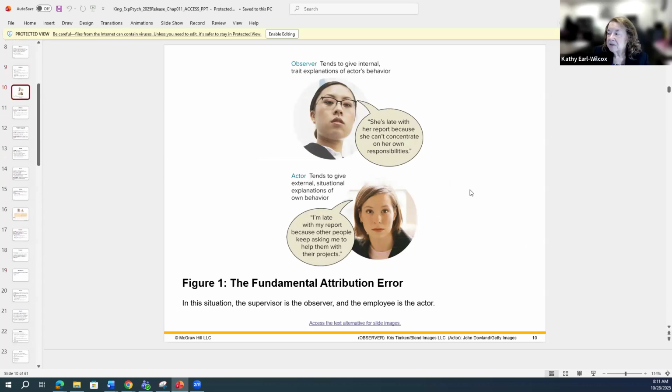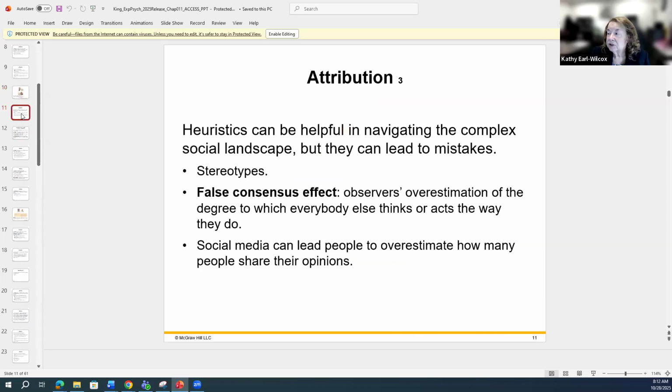Here is a physical example of attribution error, and that is also located in your book on page 412, explaining that the supervisor is the observer and the employee is the actor, and maybe what thought processes take place during that interaction. Heuristics can be helpful in navigating the complex social landscape, but they can lead to mistakes.